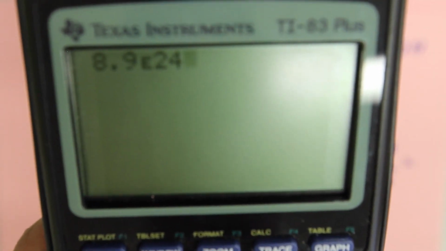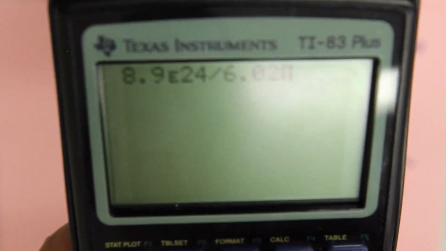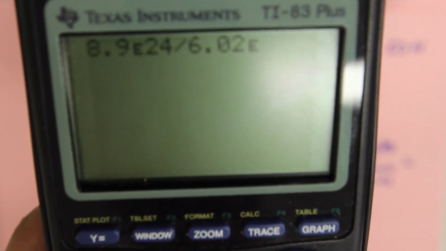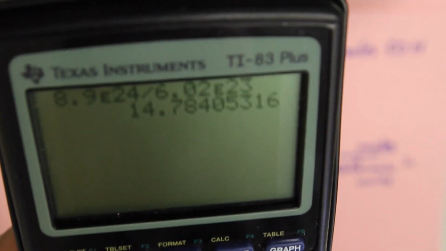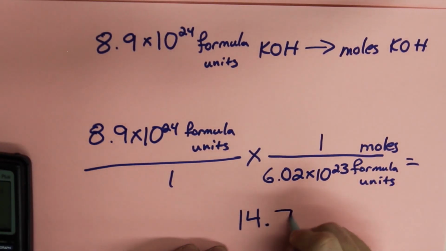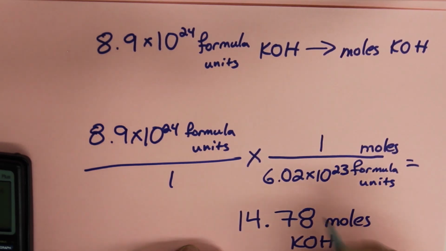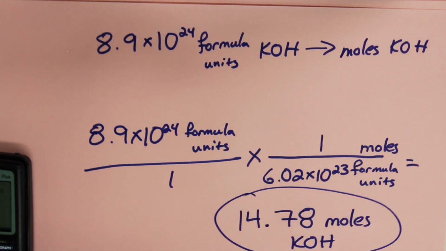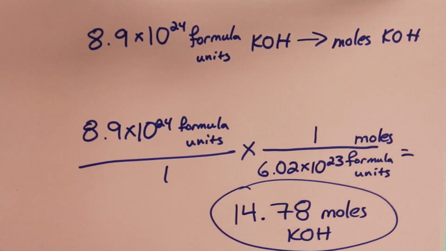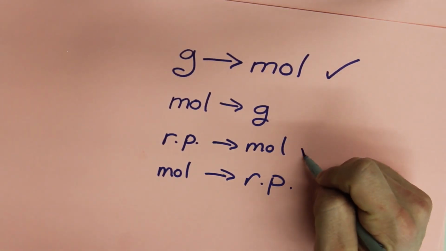And e to the 24th, and we are going to divide that by 6.02, second, that comma again, to the 23rd. And overall we get 14.78. So it is 14, sorry, let me refocus there, 0.78 moles of KOH.